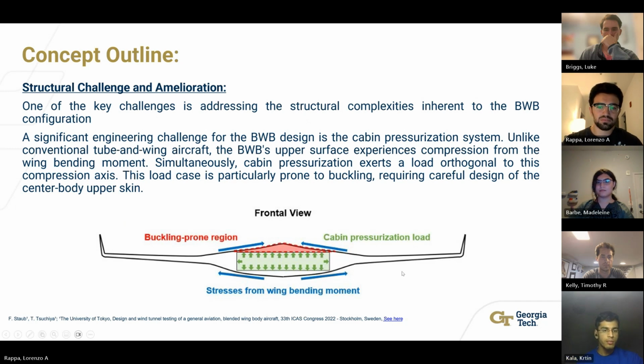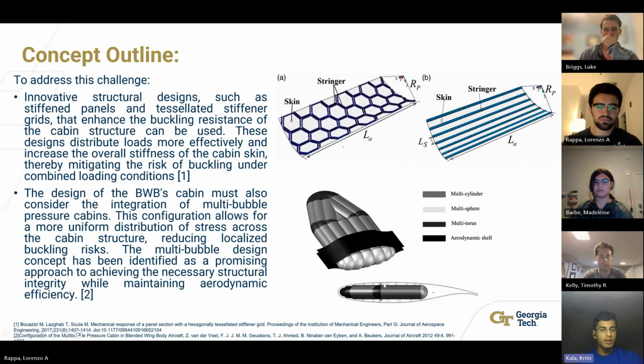Next slide. To address this challenge, we have incorporated tessellated stiffened grids and multi-bubble pressure cabins, which distribute the stress more evenly and significantly enhance buckling resistance. These structural innovations ensure safety and reliability without compromising on our propulsion advantages and aerodynamic efficiency.